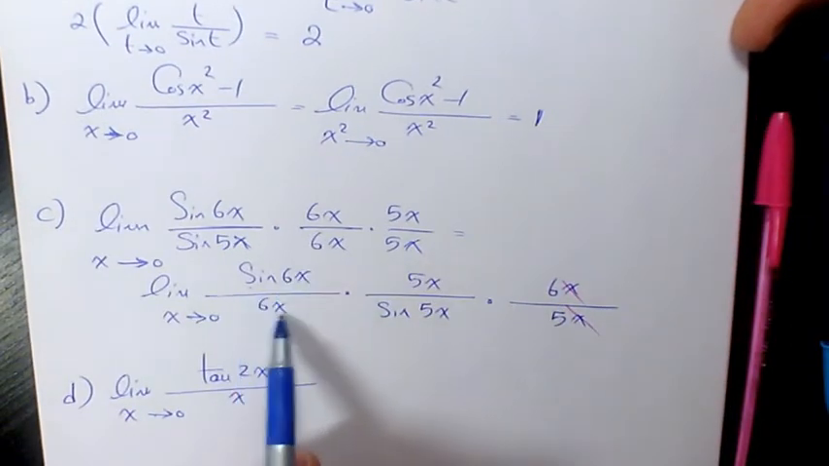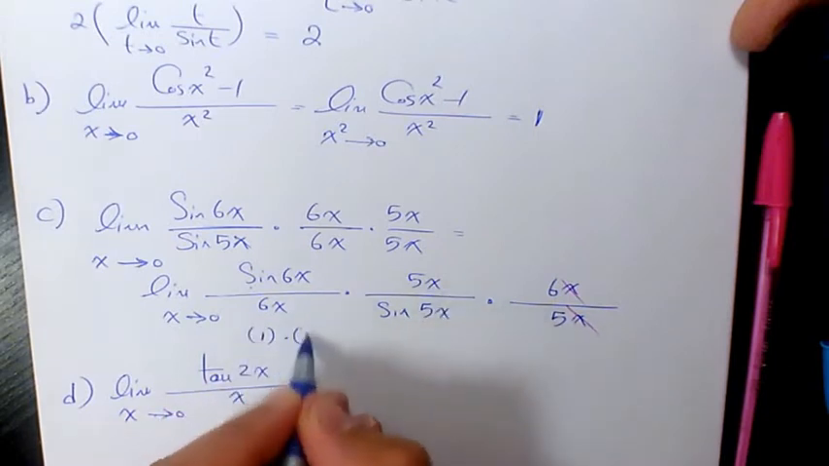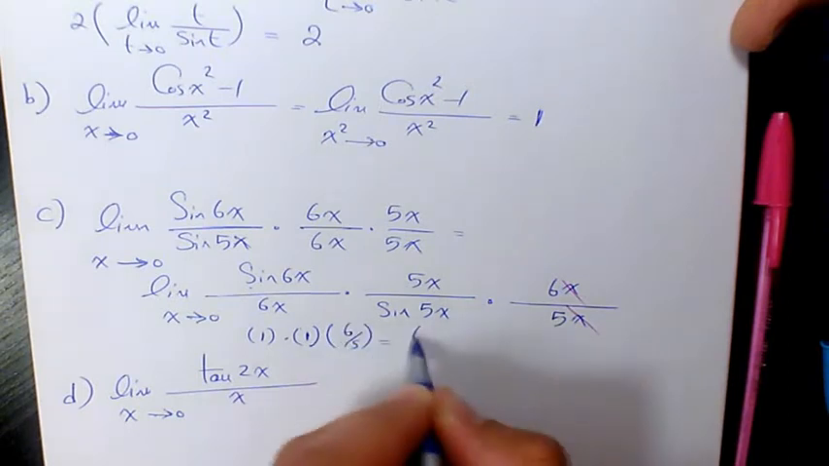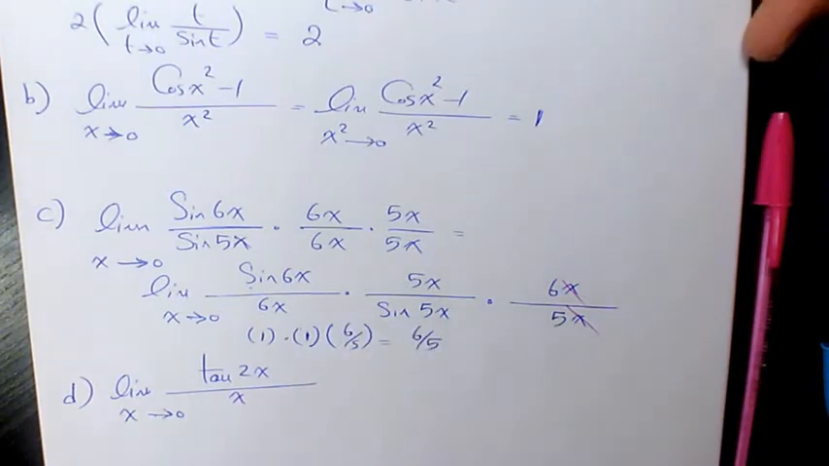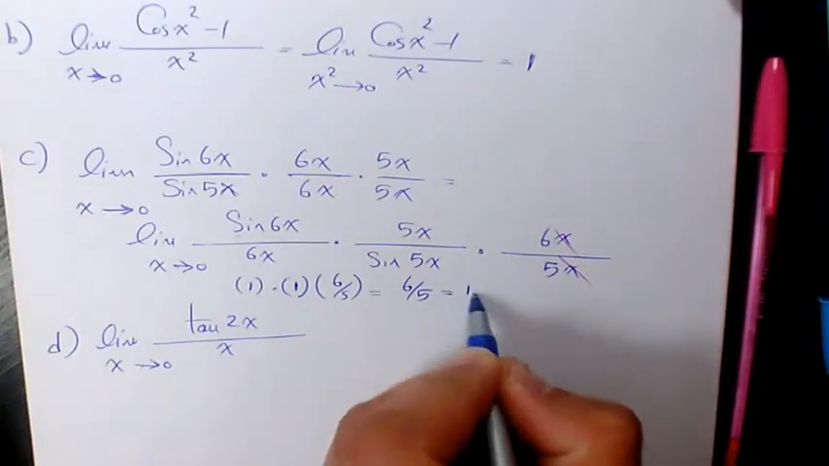Sine 6x over 6x is going to be 1. 5x over sine 5x is going to be 1 as well. And we have 6 over 5. So the answer to this limit is 6 over 5. Or if I want to write it in terms of decimals, it's going to be 1.2.